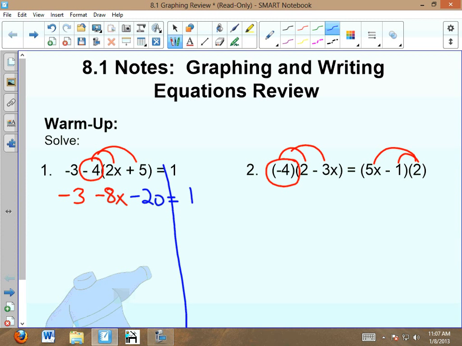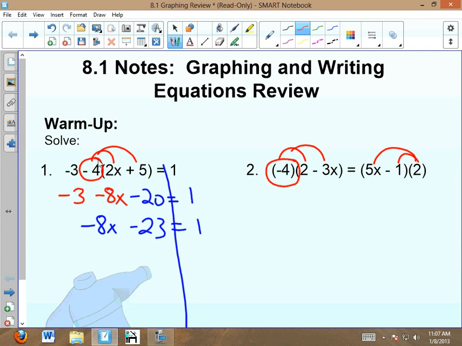From here, I simply solve. I combine like terms that are on the same side of the equal sign. Negative 3 minus 20 is negative 23. Minus 8x equals 1.